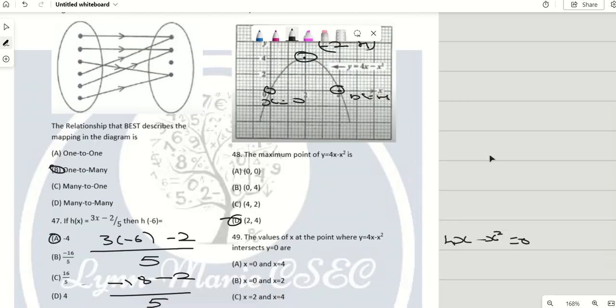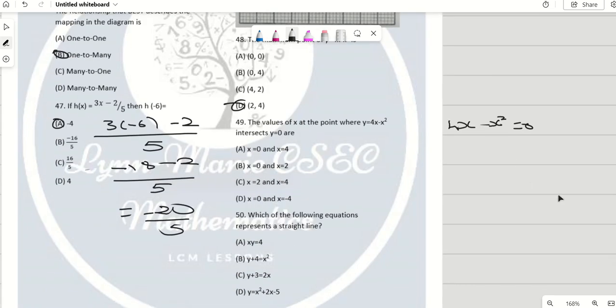If you don't want to use your graph, you let this be equal to 0, because y is equal to 4x minus x squared. You factorize out x: x by what would give you 4x, x by 4, and x by what would give you x squared, x by x. So you have x by (4 minus x) is equal to 0. So each bracket is equal to 0, so x is equal to 0, and then 4 minus x is equal to 0. If we carry minus x across the equal sign, x would now be equal to 4. So we get again 0 and 4, which is E.